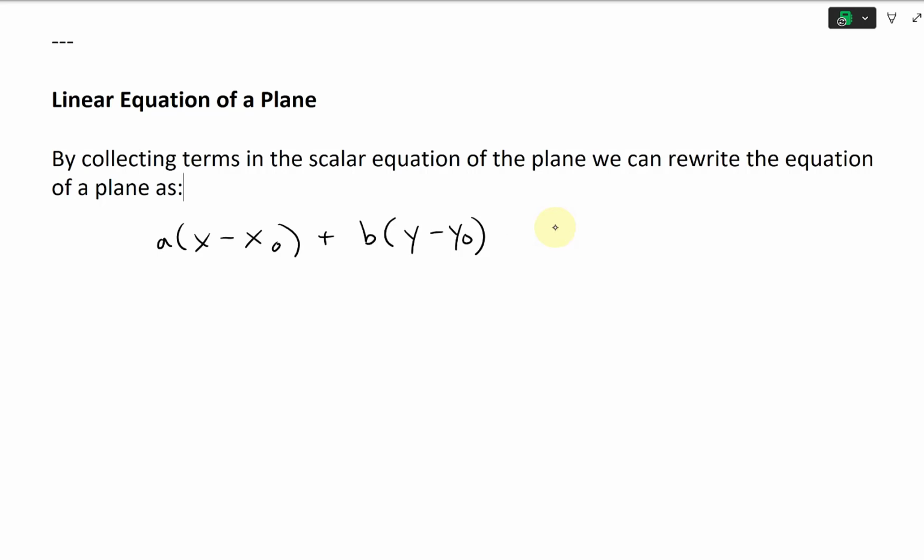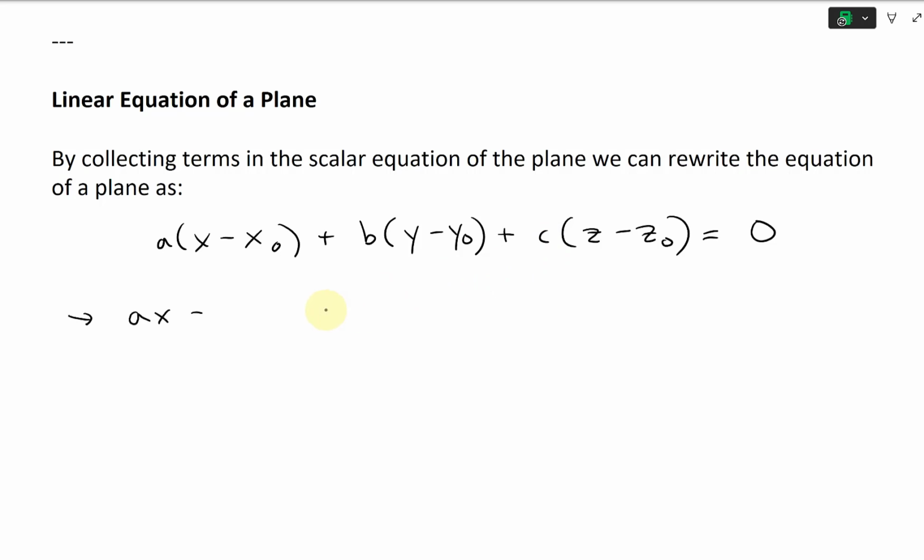And then let's erase this. Plus c, and then this is going to be z minus z naught. This equals 0. And yeah, multiply this all inside. So what we're going to do is, let's just multiply it all out.